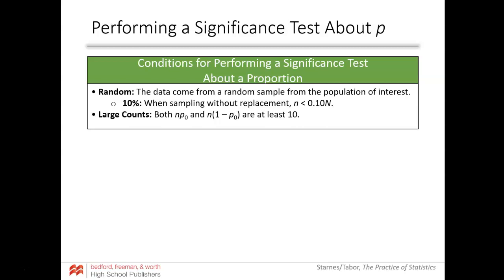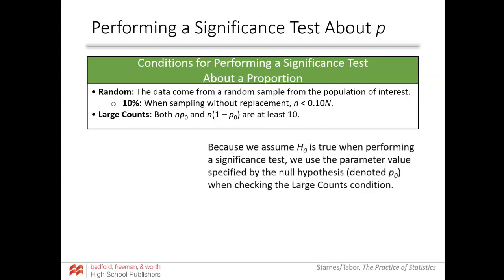And the large counts condition must be met, where both n times p sub naught and n times 1 minus p sub naught, which is a little interesting for notation, refer to the population proportion that we're using in our null hypothesis. We have to make sure both of those counts are at least 10. So 10 successes and 10 failures, if you want to think of it that way, at least.